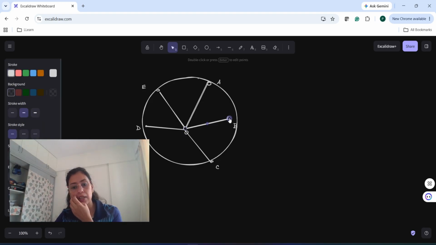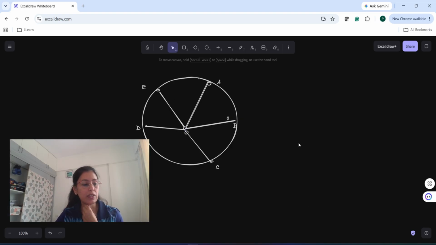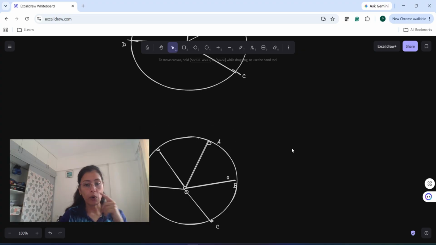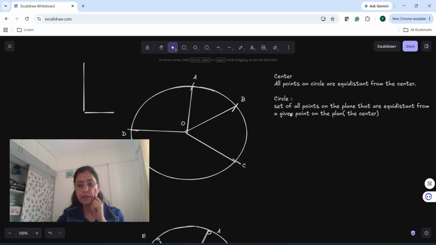Let me just expand this one. Okay, so that is where a circle is a set of all points on the plane which are at an equal distance from a given point, which is called the center of the circle. When we are talking about a set of all points on the plane, a set of points is also called a locus of points. So this point O is the center, the point from where all other points on the circle are equal.